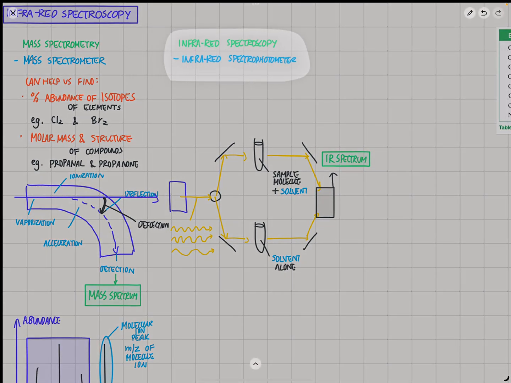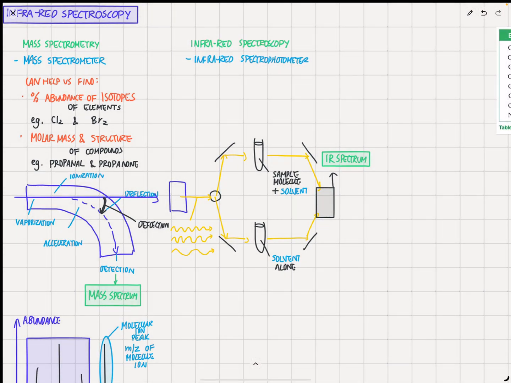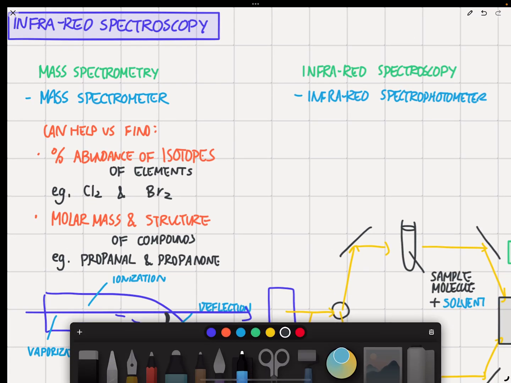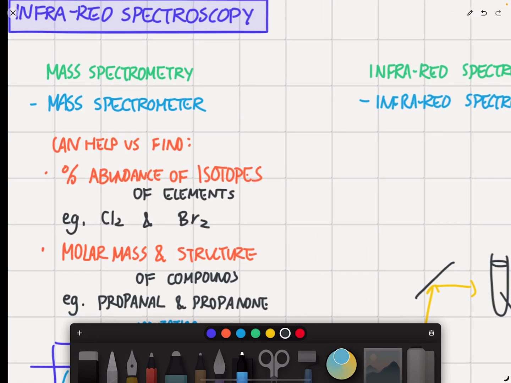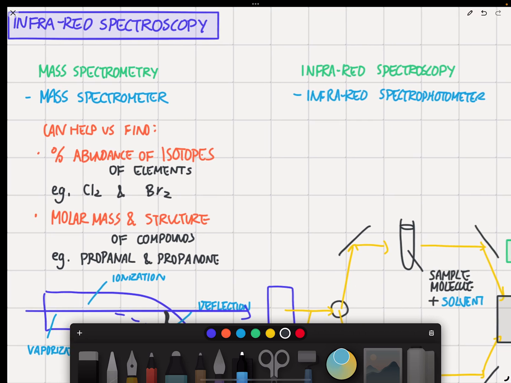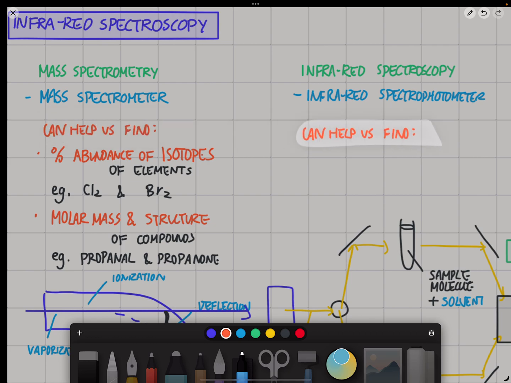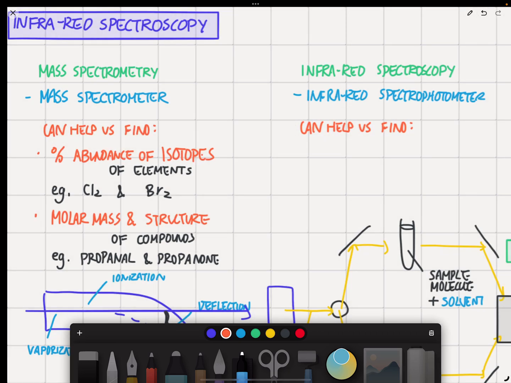So we'll now turn to another technique, infrared spectroscopy. We'll look at what it can do, just like we learned what the mass spectrometer can do. Infrared spectroscopy can help us find the type of bonds present. It cannot help us find the entire structure of the molecule, but it can still help us determine if a certain type of bond is present. So it helps us find the type of bond or bonds present.